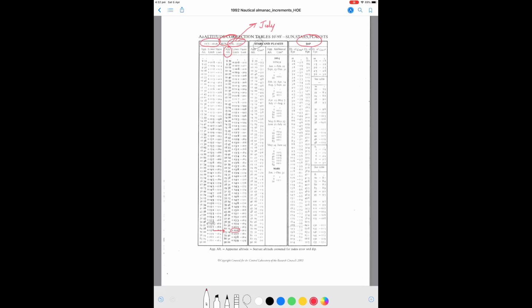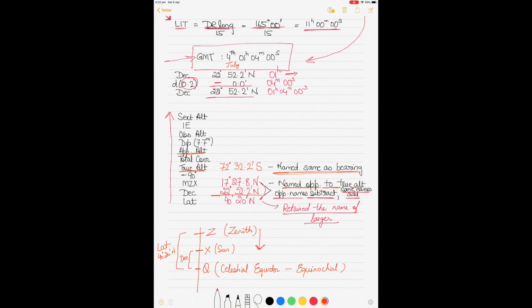Okay, so if you are wondering how I know this, at the top of the column you can see this is lower limb and this is upper limb. So the lower limb corrections are always positive and the upper limb corrections are negative. So it's plus 15.6. Alright, so I'll go back and I will write plus 15.6 here.